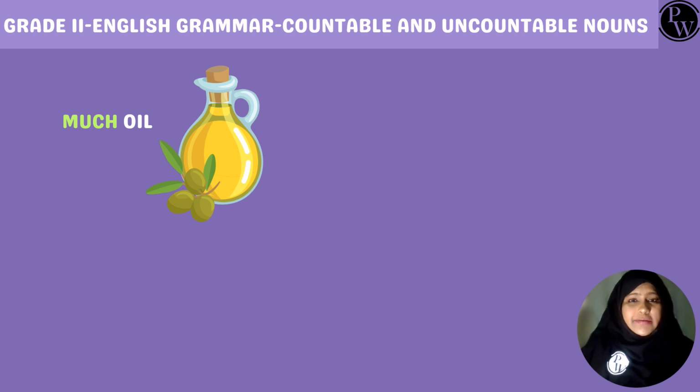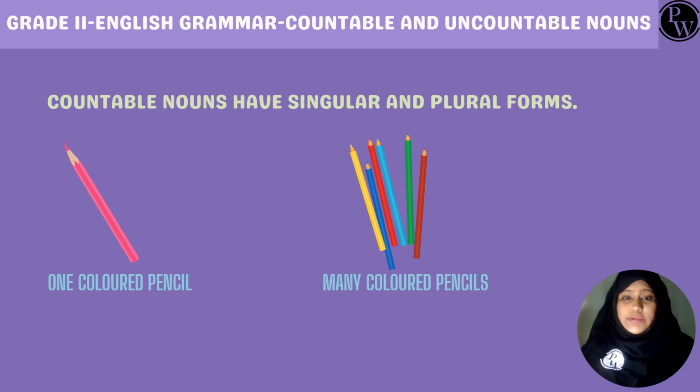Great job. Did you know nouns that we can count have different forms for one and more than one? Let's read an example. One colored pencil, many colored pencils. See how it changes when we just have one or a bunch.